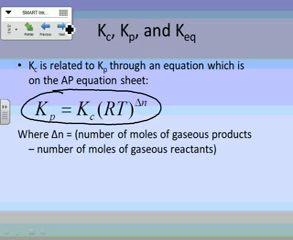R is going to be 0.08206 because we're dealing with pressures in atmospheres most likely here, times the delta N, which is just the number of moles of gaseous products minus the number of moles of gaseous reactants. Usually when we're talking about relating the Kc to a Kp, we've got a gas equation.